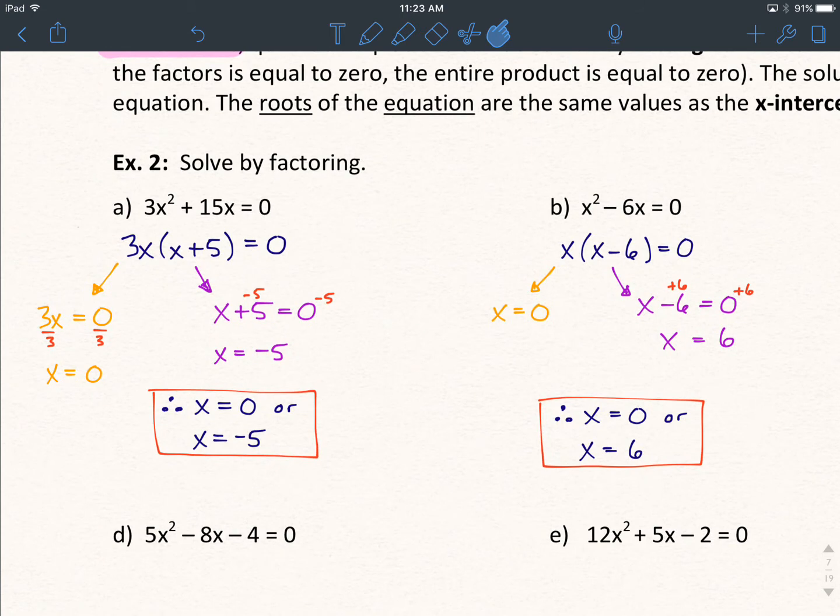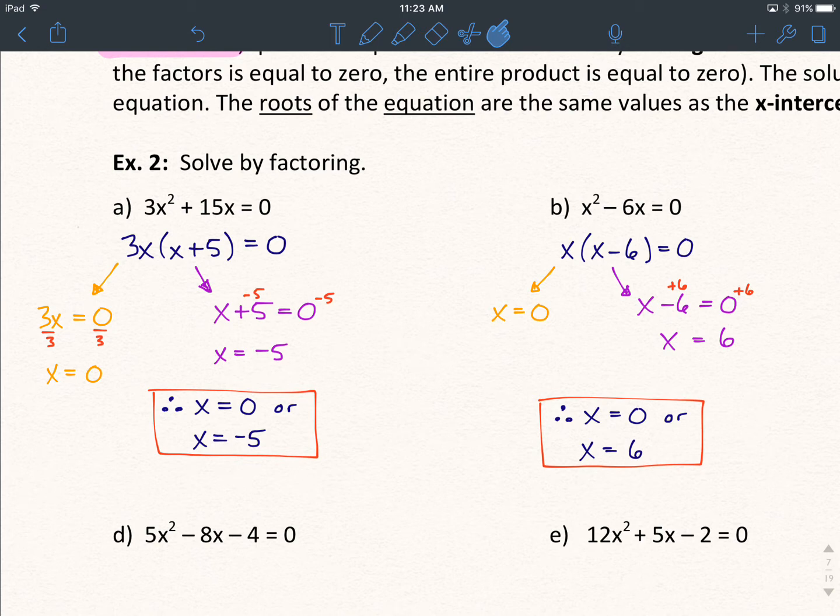So solving by factoring, we need to remember what are our different methods for factoring. It would include common factoring, simple trinomial factoring, tricky trinomial factoring, factoring by grouping, and differences of squares. Those are the ones that we covered in our unit 0.